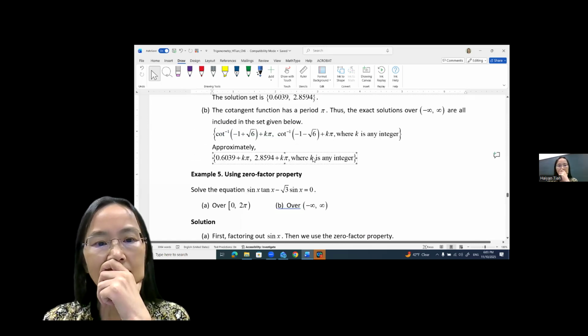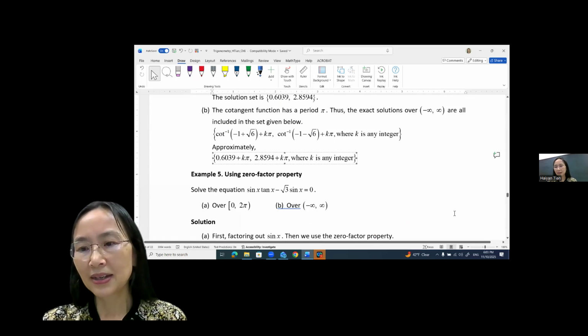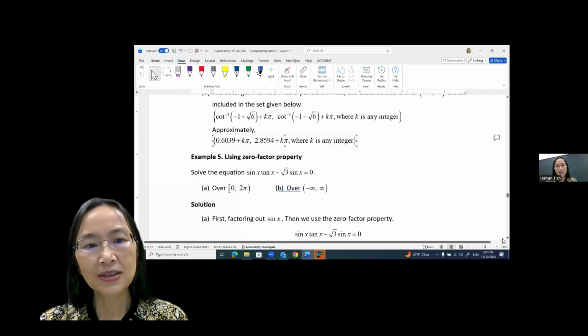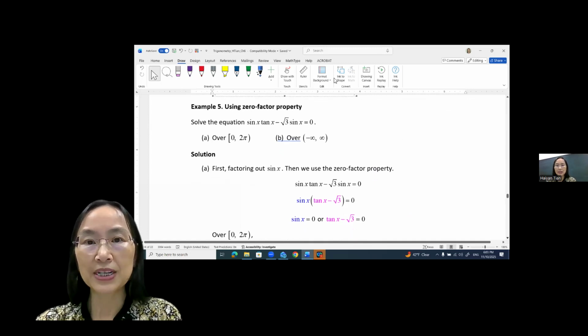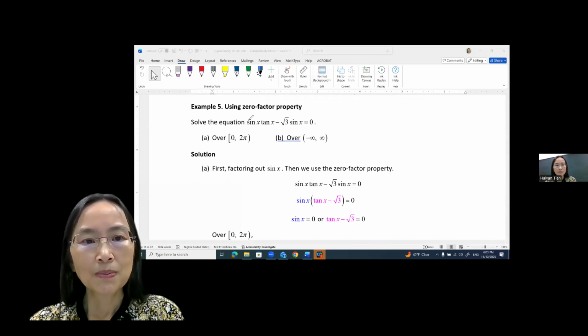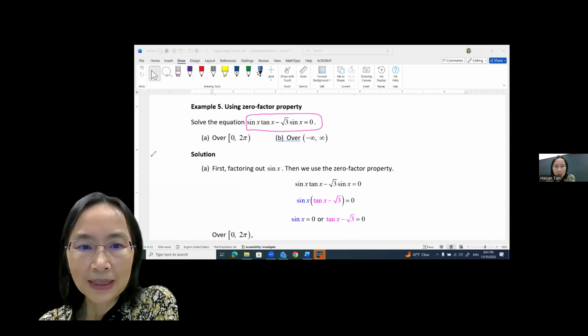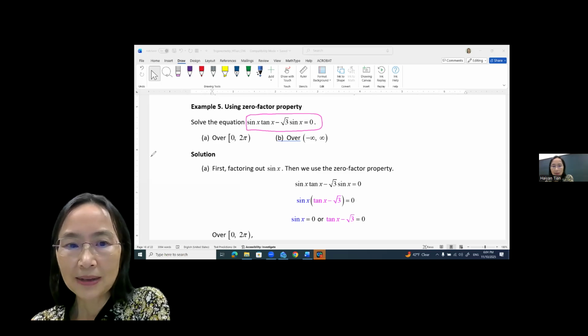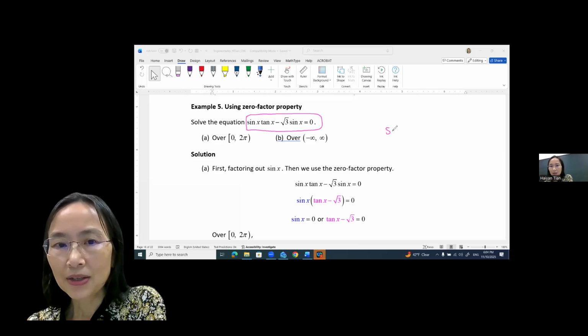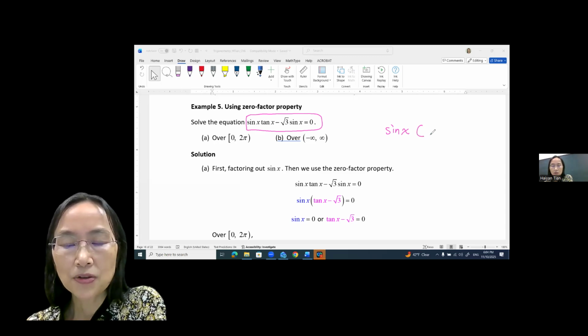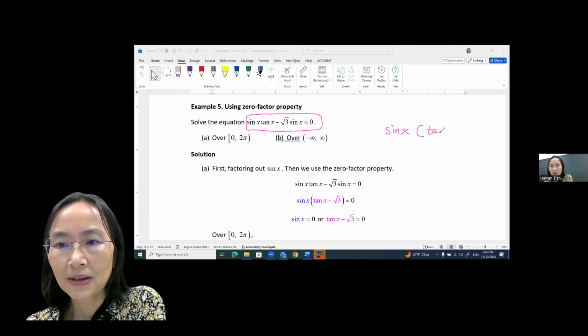So let's look at another problem. This equation involves both sine and tangent. It's not a quadratic form, but still we can see that sine x is a common factor, right? We can factor it out. Once you factor out sine x, you get tangent x minus square root of 3.